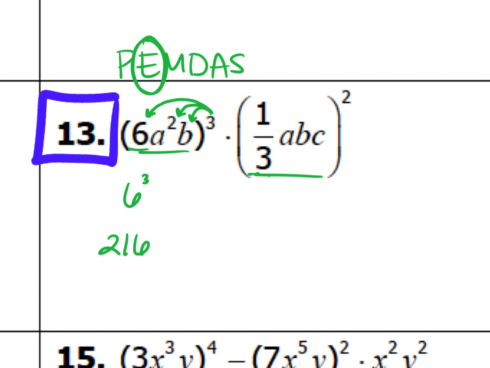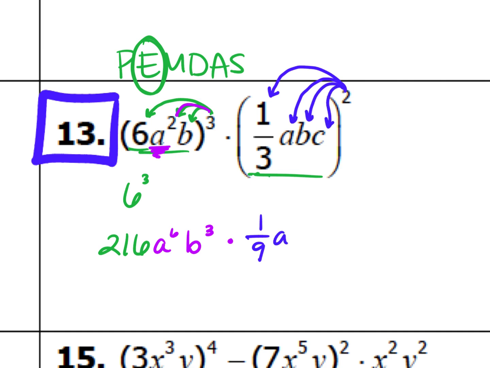What does this A become? A to the 6th power. You're going to multiply those. B to what power? B to the third power. Okay? So that's your first part. Now we're going to multiply, and now you have to distribute this 2. 1/3 to the second power is 1/9. If you're still not sure how to plug that into your calculator, talk to me. Then we have 3 different variables here, A, B, C, and they all have to get taken to the second power. So A squared, B squared, C squared. What's your next move?